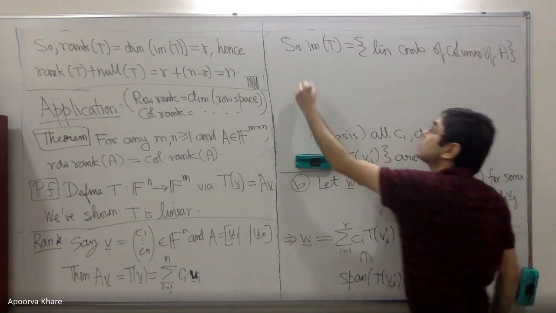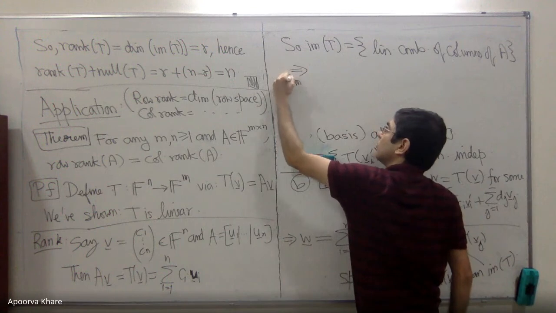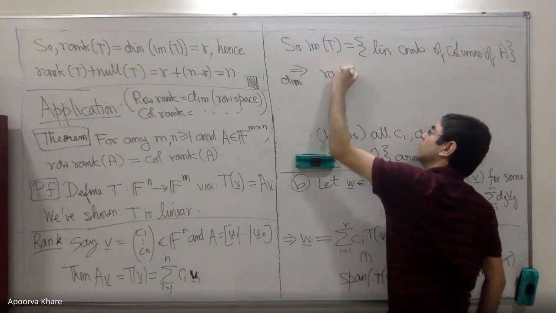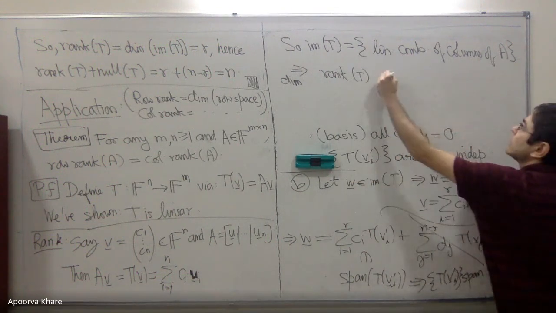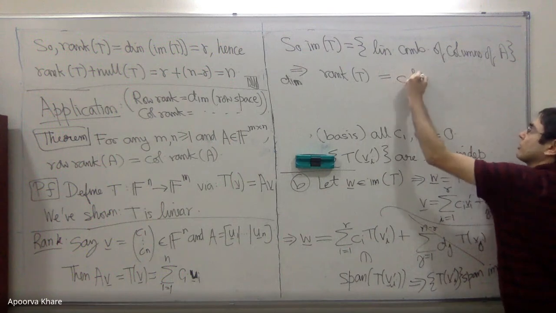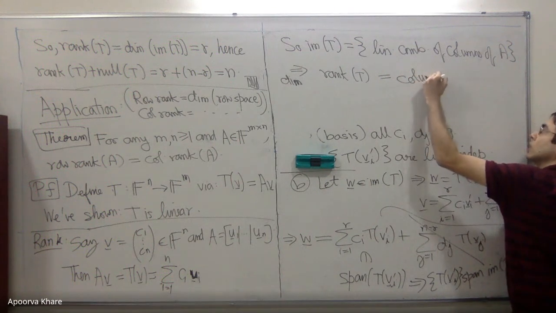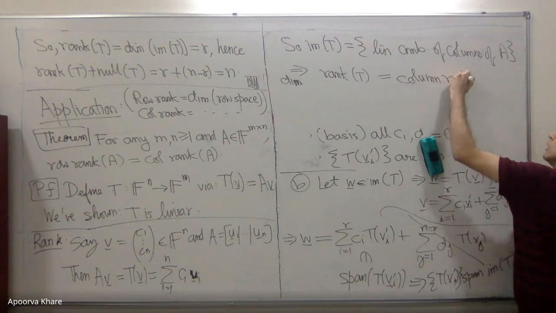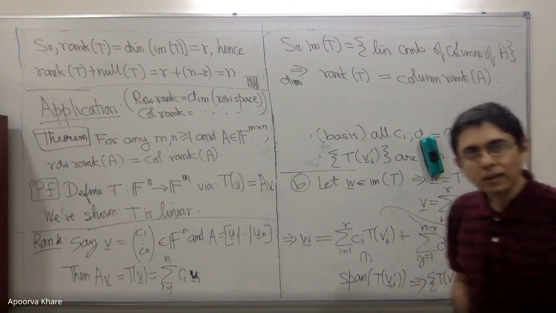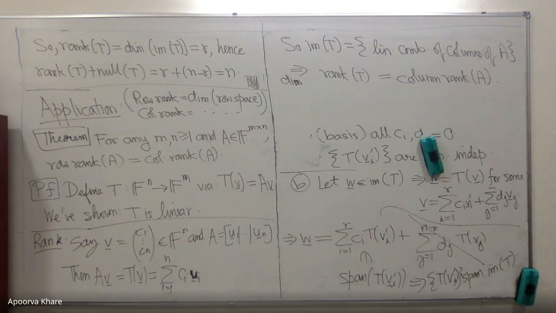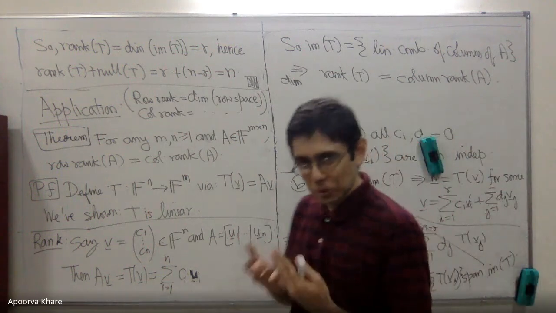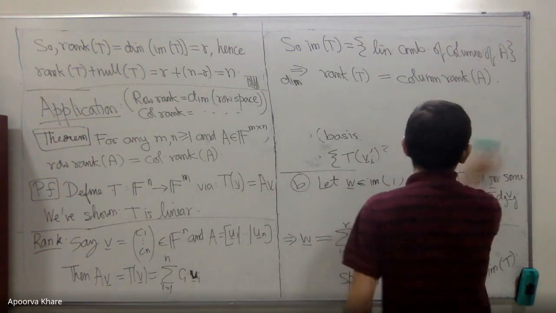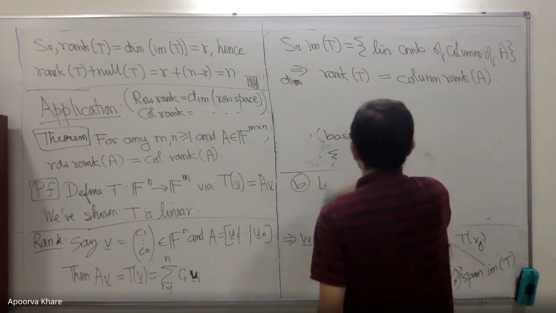Which is the column space, which means that if you take the dimension of both sides, then what is the dimension of the image? It's called the rank of T. And what is the dimension of the right hand side, the column space? It's called the column rank of it. Oops, can't write today. So on the one hand, the rank of T is the column rank. On the other hand, I want to bring in the row rank from the null space. How?